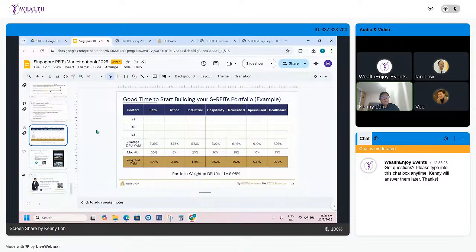Then in 2022, data centers were hit very badly. Now data centers have come back to life again, they're the best performer. And in 2022 and also 2023, the US commercial sector was hit very badly. So there is also sector rotation within the REIT sector itself. So if an investor does not really want to bother or doesn't have time to watch all this sector rotation, it's better to build a very diversified portfolio with different sectors, so that you don't need to keep switching in and switching out.